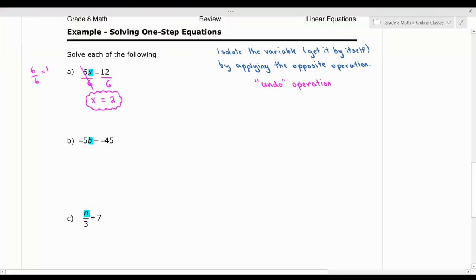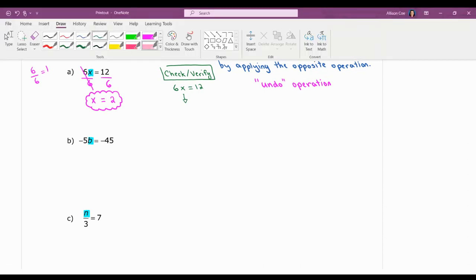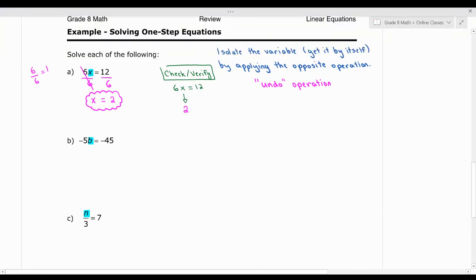Now, if you weren't sure, here's the good news. You can always check your solutions. So if I were to check it, sometimes called verifying, so I'll put check, verify. I could think about, okay, so I have 6x is supposed to equal 12. Well, I just figured out that x was 2. So what I'm going to think about is, does this make sense? So if I sub back in the 2, so if I say x is 2, I'm going to check, does 6 times 2 give me 12?